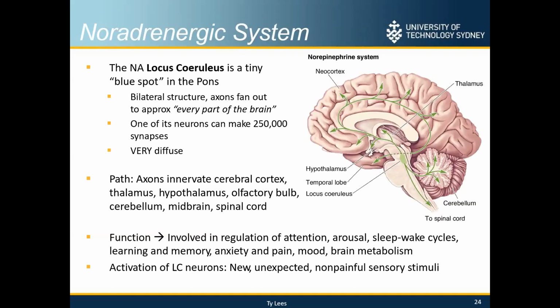So the first system is the noradrenergic system. You have a structure called the locus coeruleus, which is a tiny blue spot in the pons. This bilateral structure has axons that extend out to every part of the brain, which makes the connection diffuse in nature. This system innervates the cerebral cortex, thalamus, hypothalamus, olfactory bulb, cerebellum, midbrain, and the spinal cord.